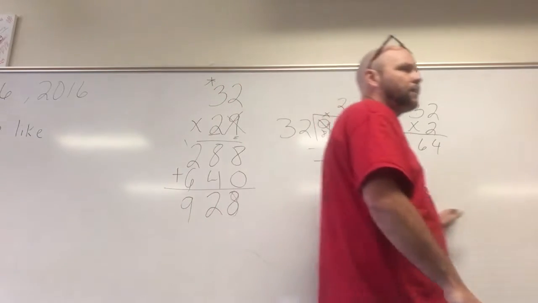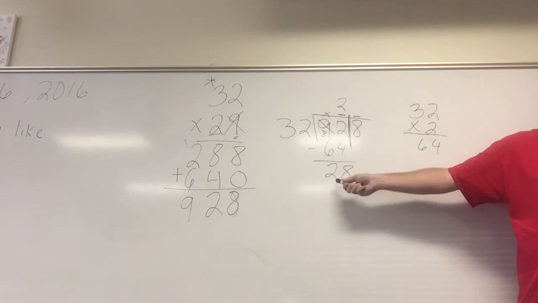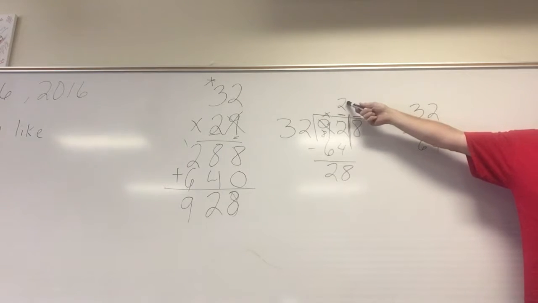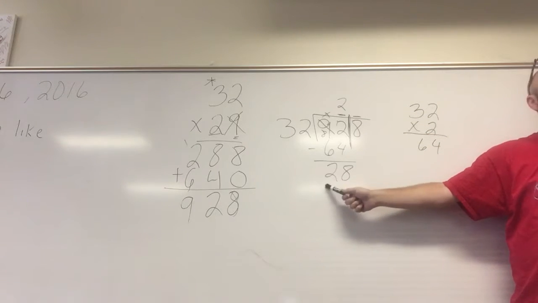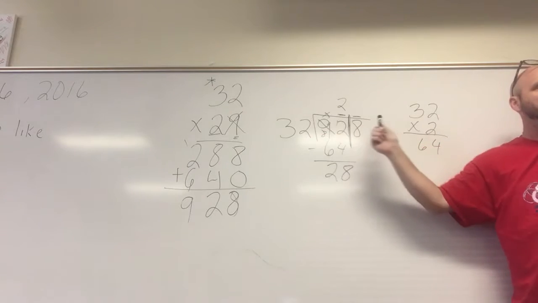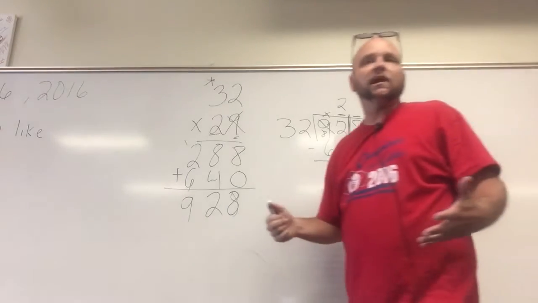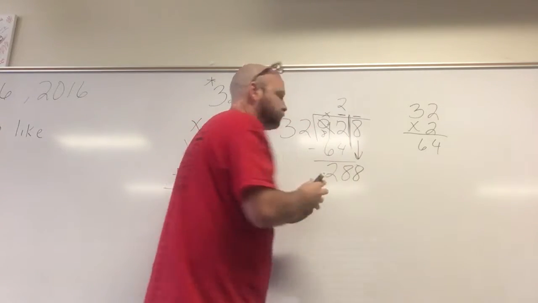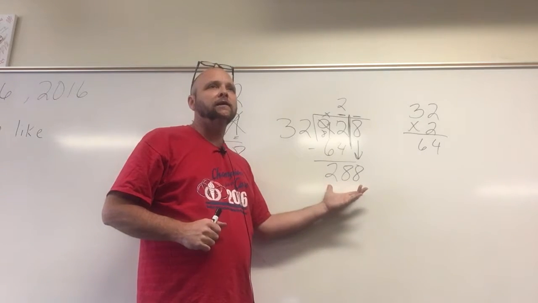Matt? Because it would be over 32. Good. If this is equal to or greater than our divisor, then this number needs to go up. So, Kylie, you understand if this number is equal to or greater than this number, then you need to make this one bigger, correct? All right. So we subtracted, we got 28. You had no problem subtracting, right? We bring down our 8. And now we have to figure out how many times 32 goes into 288.